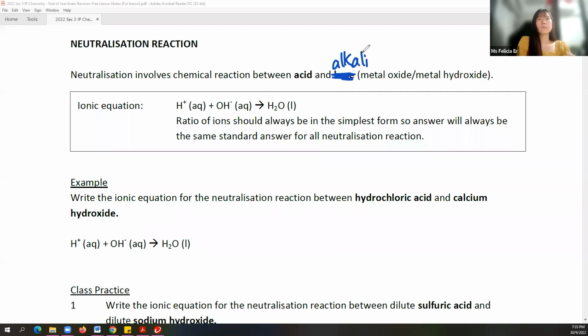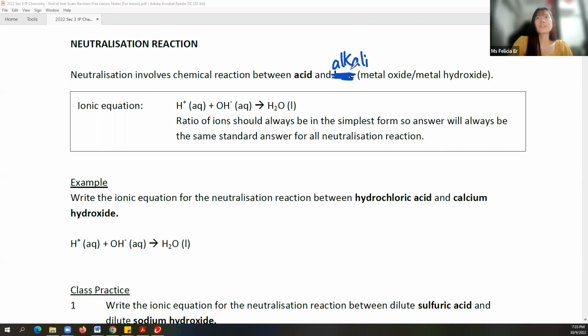So for soluble base, which is alkali, and acid, whenever both are in the aqueous form, take note that the ionic equation is definitely this. So that means no matter what acid and alkali you use, the answer will always be the same. That's why once you realize that it's an ionic equation, you can shortcut and get the answer. Don't need to write out the entire equation, then cancel out spectator ions. Because even after you cancel out the spectator ions, you will still get back the same answer.